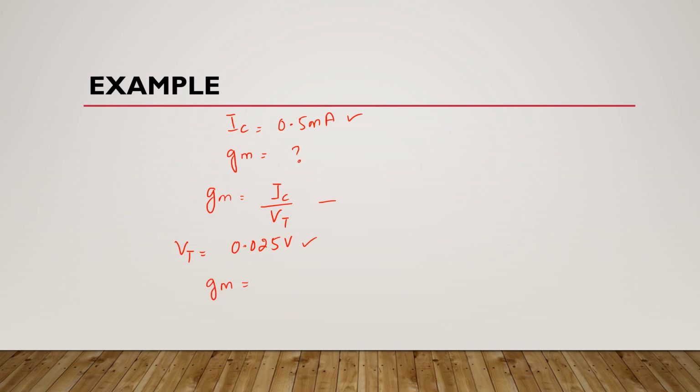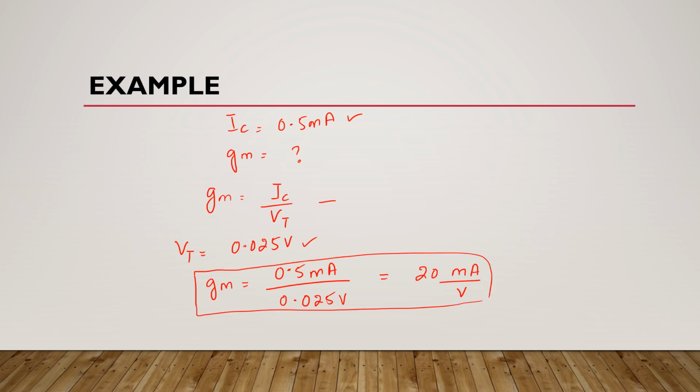Now if we put these values of collector current and thermal voltage in this formula, we get gm is equal to 0.5 milliamperes divided by 0.025 volts, and after solving this you will get 20 milliamperes divided by volts. So this is the value of transconductance.